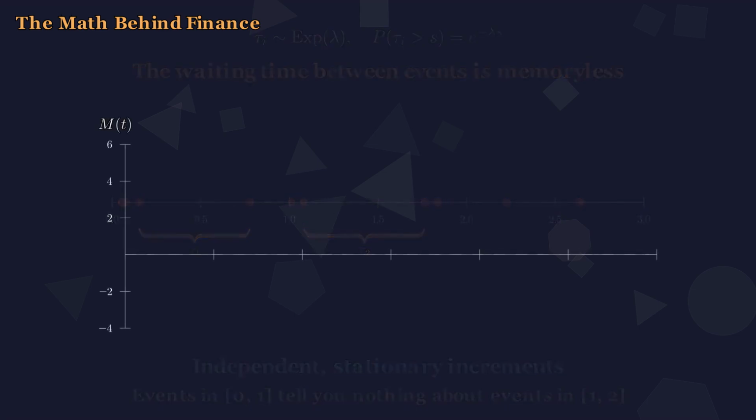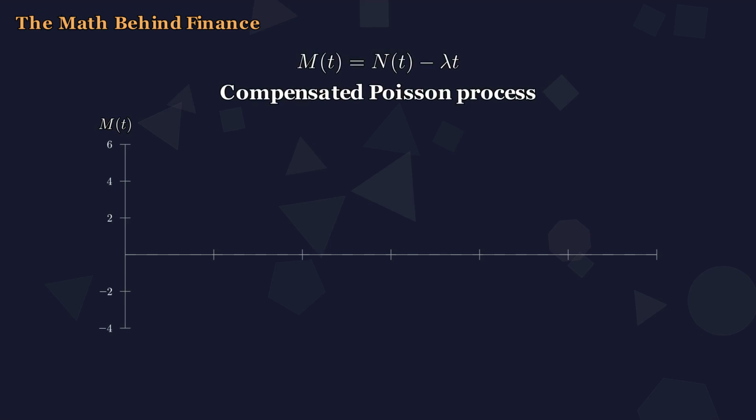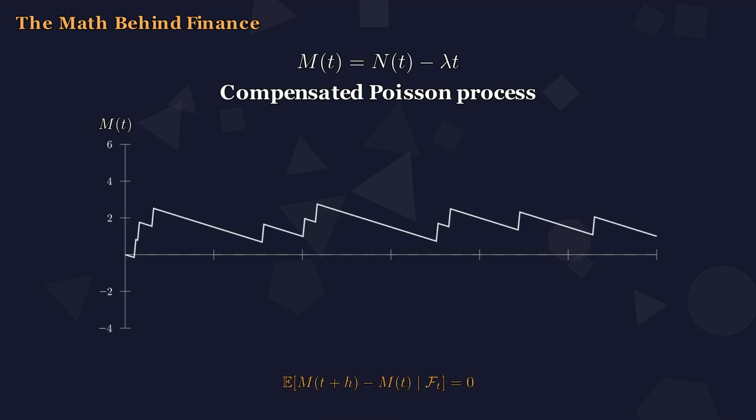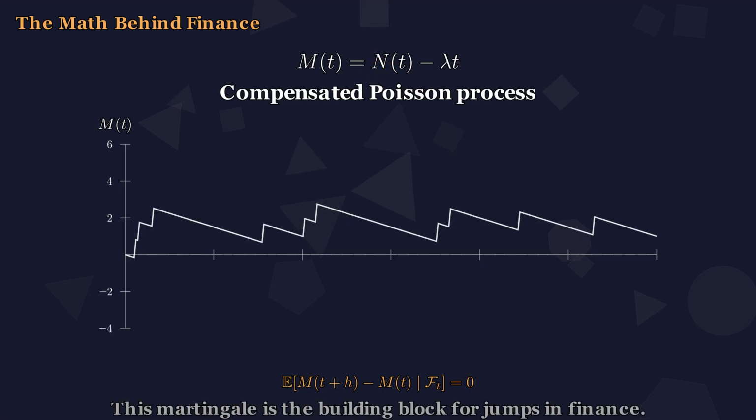One last piece before we add size to these jumps. Take N of t and subtract its expected value, lambda times t. The result, M of t, is a compensated Poisson process. Watch. It drifts down between jumps, then jumps up by 1 at each event. On average, the downward drift exactly cancels the upward jumps. That makes M of t a martingale, a fair game with 0 expected future change. This compensated process is the mathematical skeleton that Robert Merton will build his Jump-Diffusion model on.